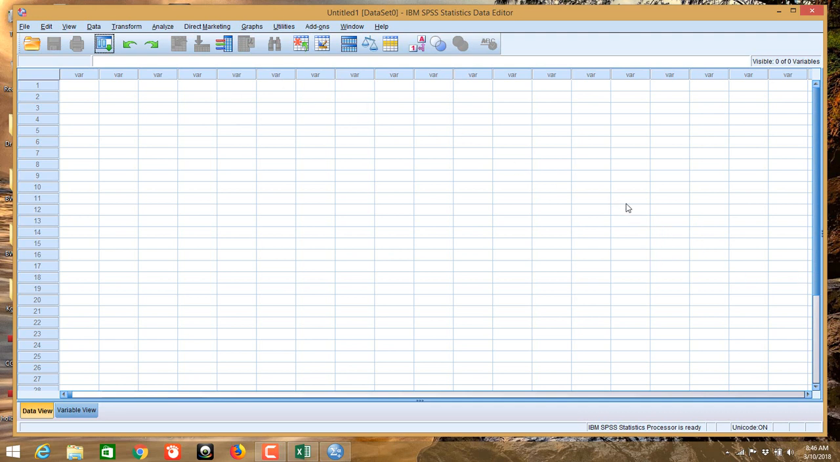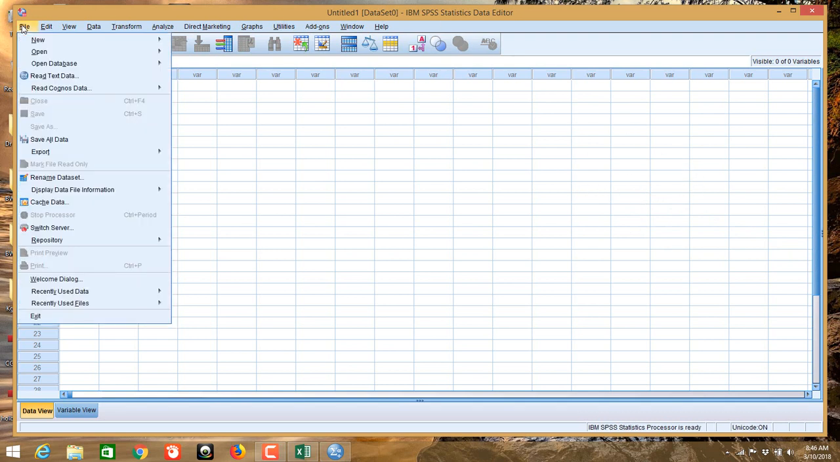Now, once you are in the program, you need to go to File, and then go to Import. Sorry, where is Import? If you cannot find Import, then go to Open. If there is no Import, go to Open, and click on Data.